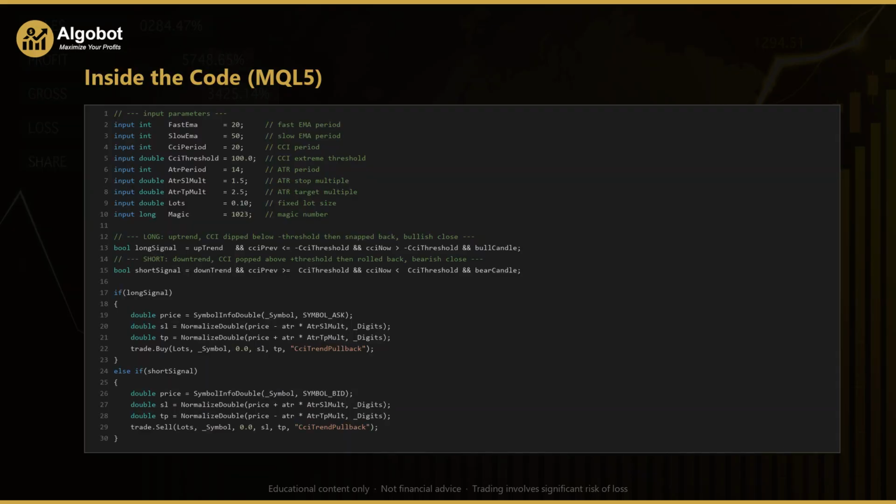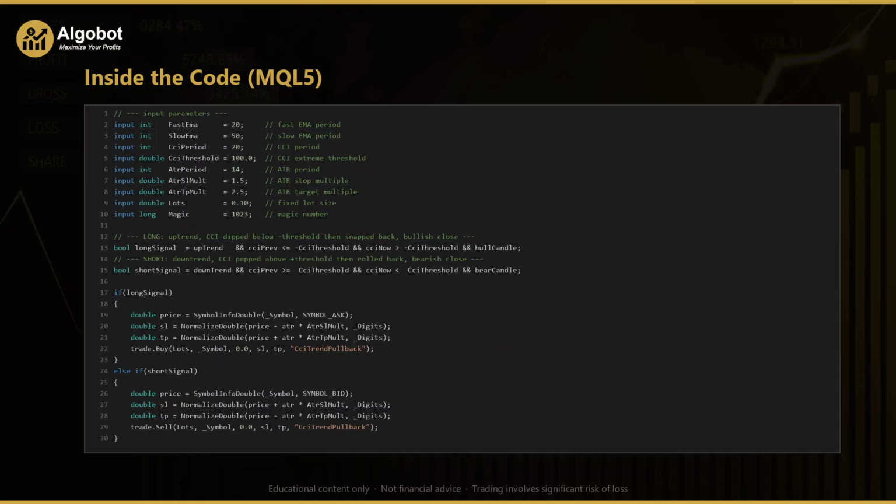Let's look at the actual MQL5 code that runs inside MetaTrader 5. At the top are the input parameters you can adjust in the EA's settings. FastEma and SlowEma set the two moving average periods, defaulting to 20 and 50. CciPeriod and CciThreshold control the oscillator, defaulting to 20 and 100. AtrPeriod sets the volatility lookback at 14, while AtrSlMult and AtrTpMult, 1.5 and 2.5, scale the stop and the profit objective. Lots fixes the trade size, and Magic tags the EA's own orders.